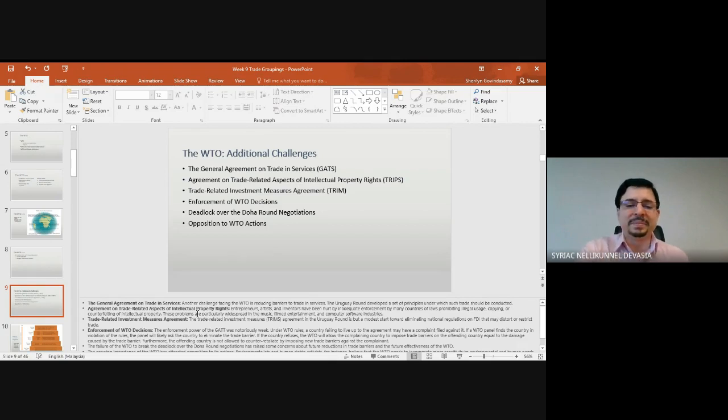The third one was TRIM. TRIM stands for Trade-Related Investment Measures Agreement. So what happened is that the Trade-Related Investment Measures Agreement in the Uruguay round is a modest start toward eliminating national regulations on FDI that may distort or restrict trade. Now, many countries have FDI restrictions. They give different reasons. Number one, they want to protect the local economy. Number two, it's about the pride and prestige and the feeling of nationalism to have your own industry. So there are different reasons why countries say no to FDI, or they limit FDI.